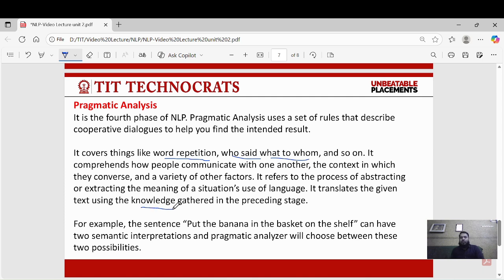In the previous states, it gathers the knowledge. For example, the sentence "put the banana in the basket on the shelf" can have two semantic interpretations, and the pragmatic analyzer will choose between these two possibilities.